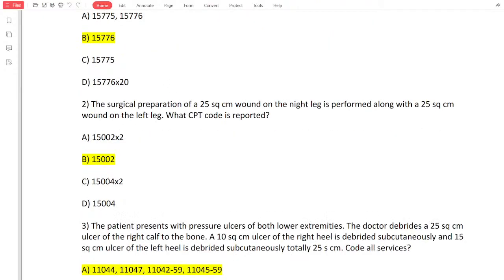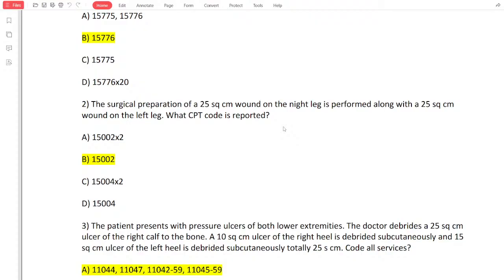And the next question is the surgical preparation of a 25 square centimeter wound on the, sorry, right leg. Okay, a little bit mistaken. Surgical preparation of the right leg is performed along with the 25 square centimeter wound on the left leg. What CPT code is reported? The correct answer is 15002. No need to code both the legs.